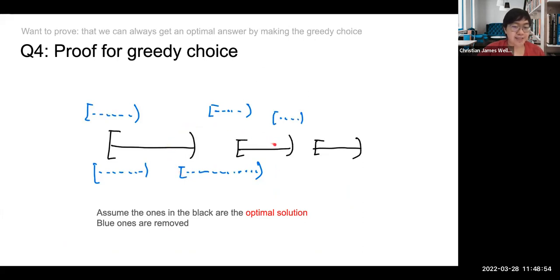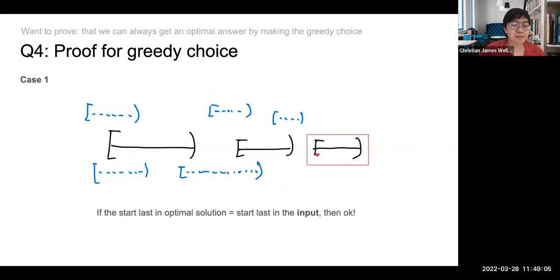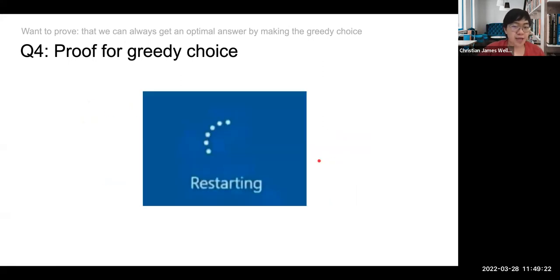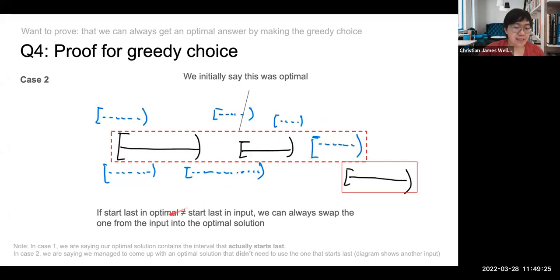So the proof for the greedy choice is like this. Again, assume these are the intervals, and assume the ones in black are the optimal solution. If the one that starts last in the optimal solution is the one that starts last in the input, then we are fine. That is the trivial case I showed earlier today. But what if it's not? Meaning the one that starts last in the optimal solution is not the one that starts last in the input.